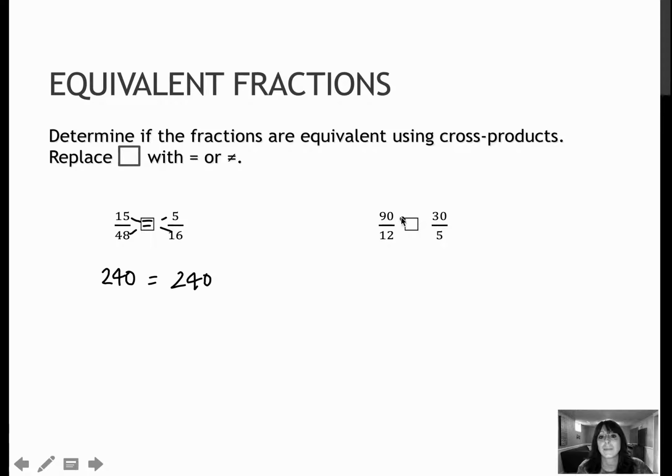For my next example, 90 times 5 is 450, and 12 times 30 is 360. Clearly, these are not equal cross products, and therefore the fractions are not equivalent.